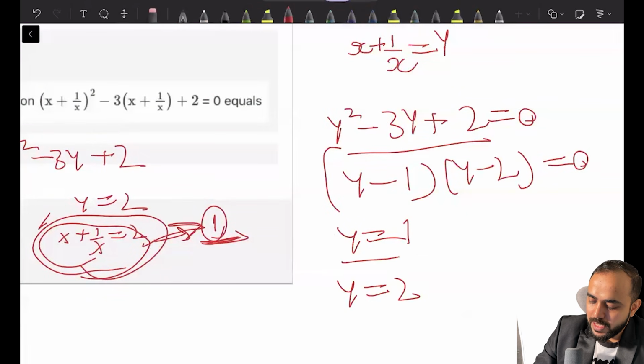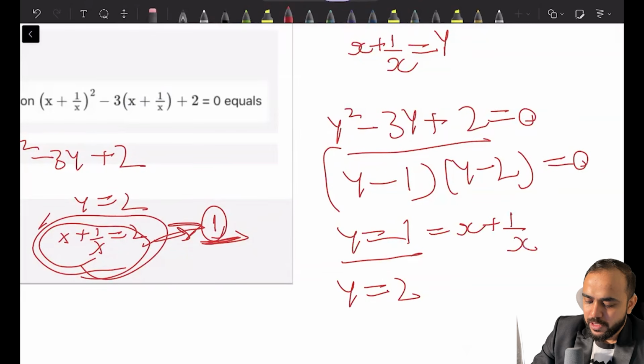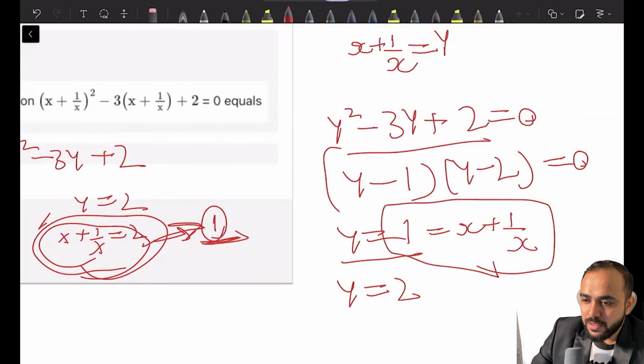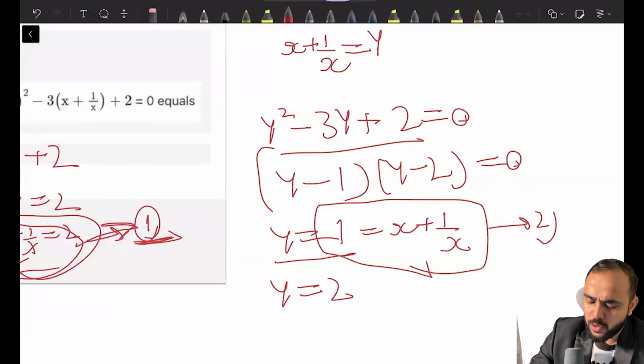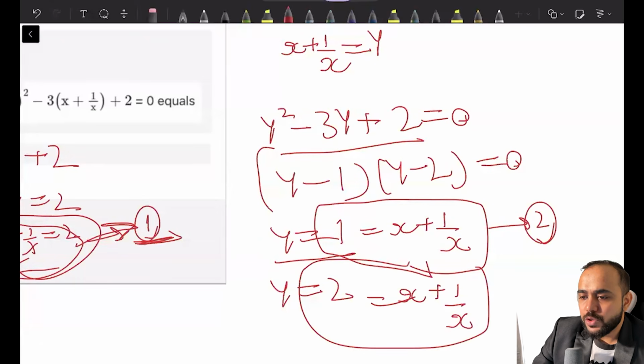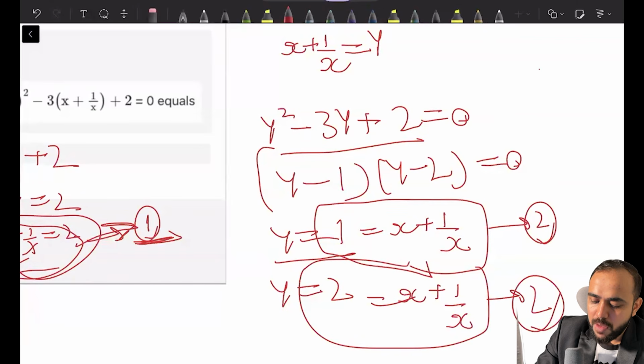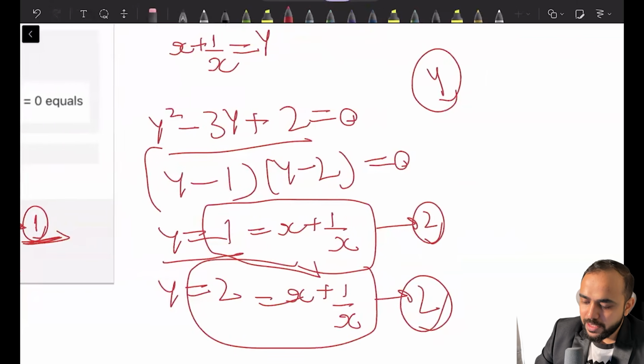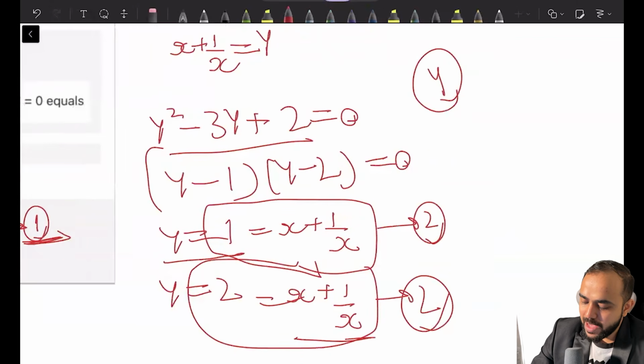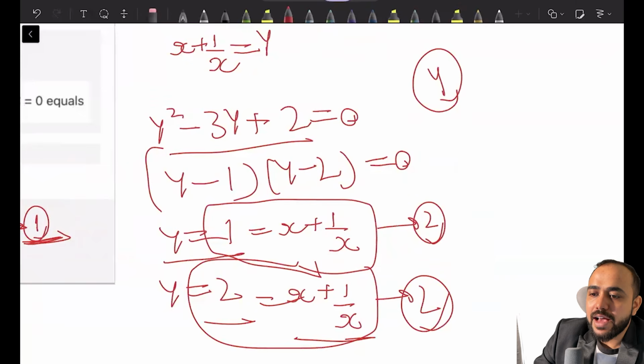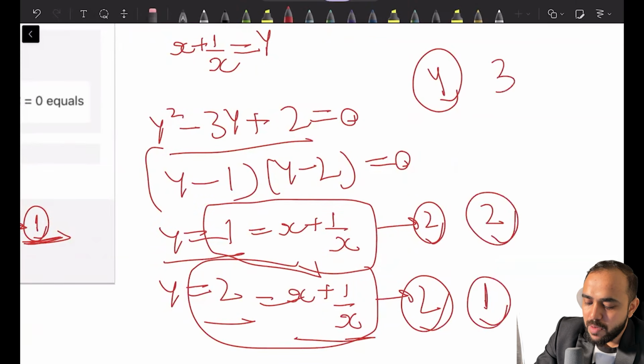Now, people would think that y is what? x plus 1 by x. Correct. So x plus 1 by x is equal to 1 will give me two values of x because a quadratic will form, and x plus 1 by x is equal to 2 will also give me two values of x. So people would have marked 4. Some smart people would have realized that the second one, x plus 1 by x is equal to 2, will actually give you x square minus 2x plus 1 is equal to 0, which is a perfect square scenario. So you will get only x is equal to 1 as your answer. So one solution here and two solutions here. Some people would have marked this 3.